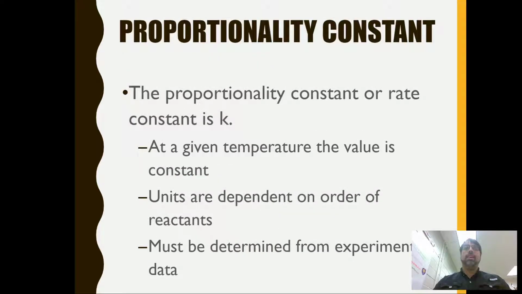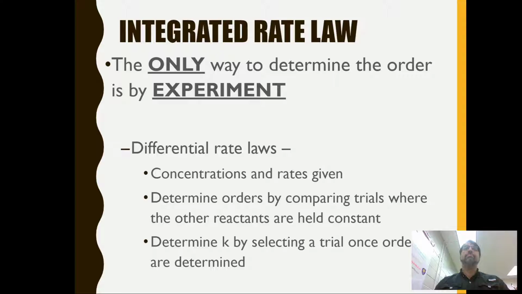So essentially, this next slide is just talking about K. And this is just a constant, or the rate constant, for a reaction, and it has to maintain a constant temperature. Units are dependent on the order of the reactants, okay, so it depends on what reactants are in there. And we always have to use experimental data in order to discover what K is going to be, okay.